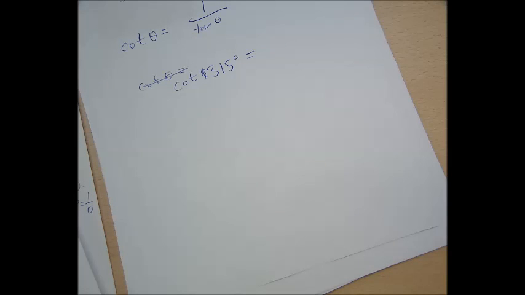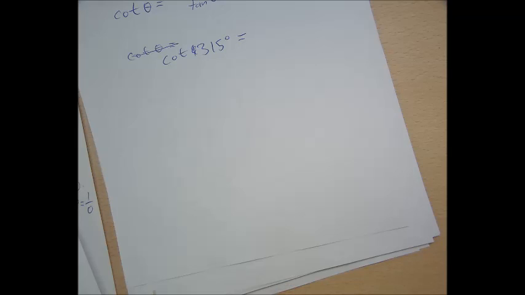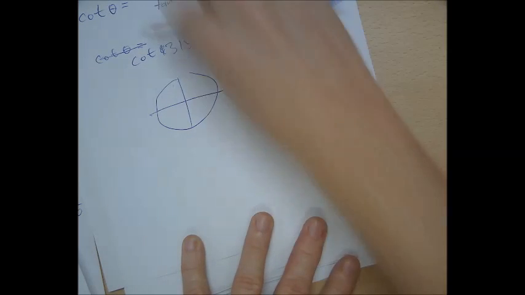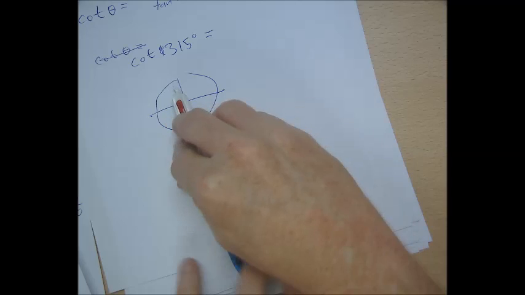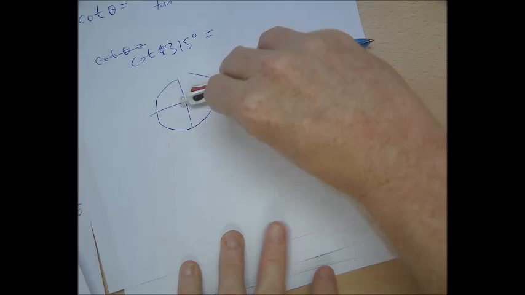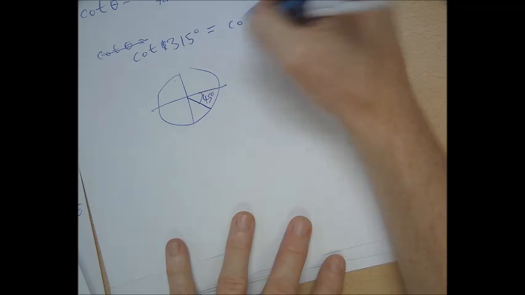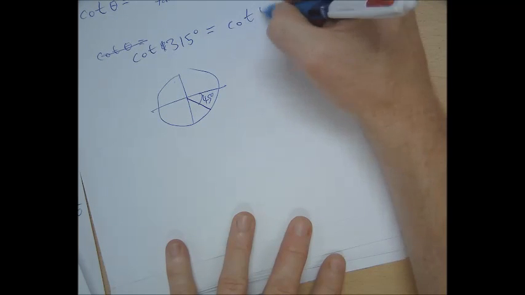So how are we going to do it? Is this an instant one? Emma? Sort of? Yeah. How? When you can reduce it down to smaller angles. Yeah, which smaller angle? What's the auxiliary angle here? 45. Okay, so let's just check that. Start there. 90, 180, 270. 360 is going too far. Come back 45. And yeah, you'll be at 315. Yeah? So, therefore, cot 315 is the same as cot 45.